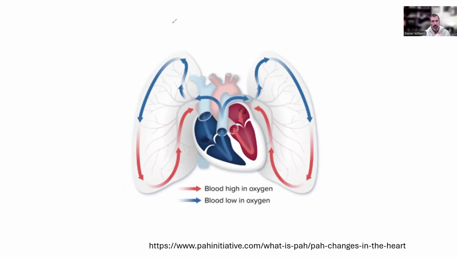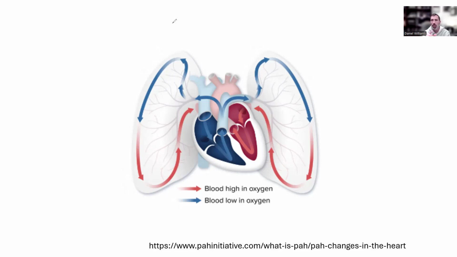Keep in mind, in systemic circulation, the arterial system is going to carry oxygenated blood while the venous system carries deoxygenated blood. It is the opposite in pulmonary circulation. So in pulmonary circulation, the pulmonary artery or arteries will carry deoxygenated blood, while the pulmonary vein is going to carry oxygenated blood back to the heart.